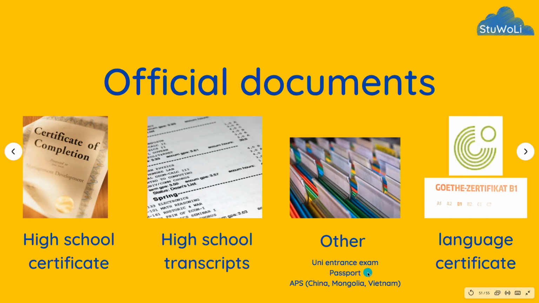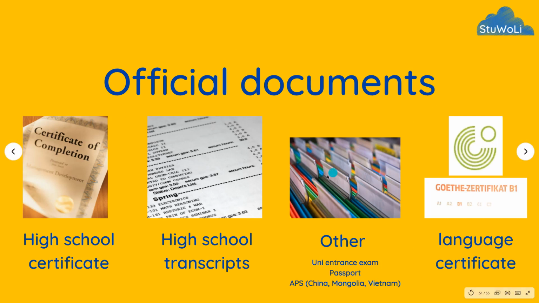Or for example, your passport needs to be the official passport issued by the authorities in your country. Or some countries have other documents. For example, applicants from China, Mongolia, and Vietnam need some document called APS. These are also official documents usually that we're talking about. So authorities issue those ones. And also the language certificate, for example, a Goethe certificate or TELC or ÖSD or TestDaF, IELTS, TOEFL for English programs. These are official language certificates.